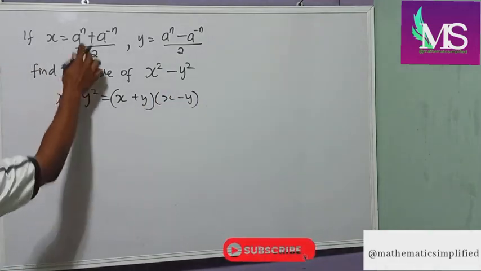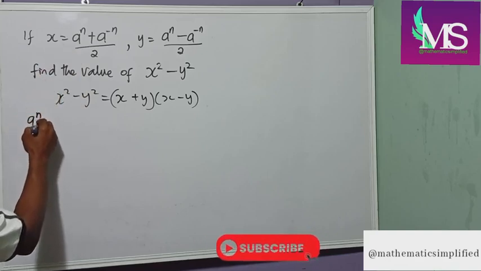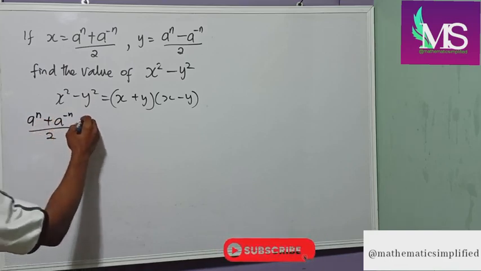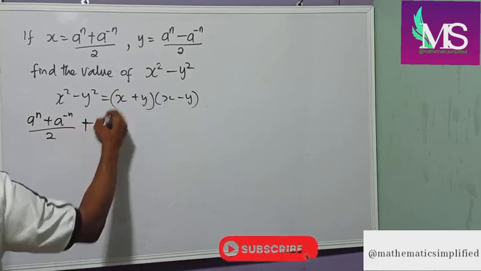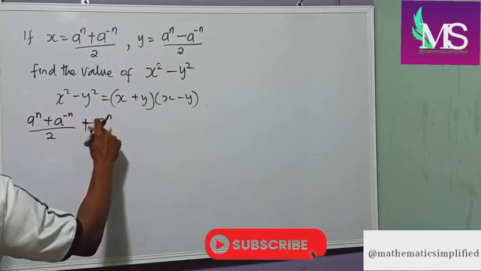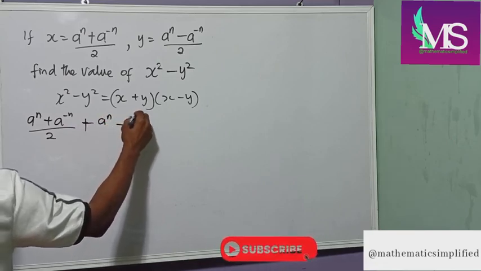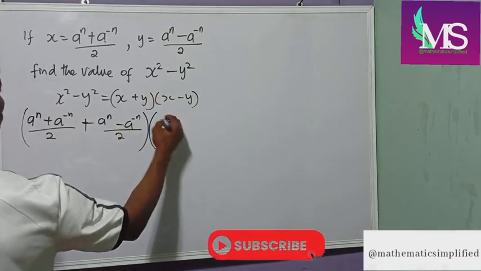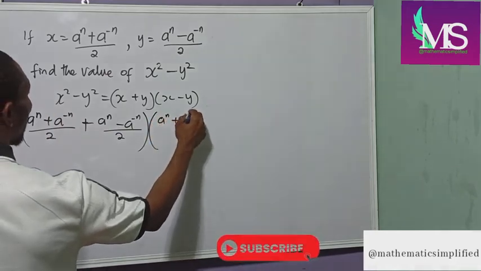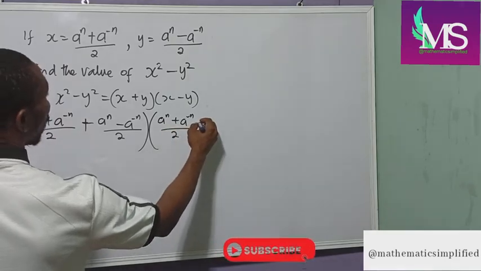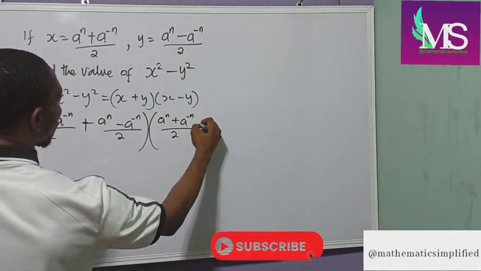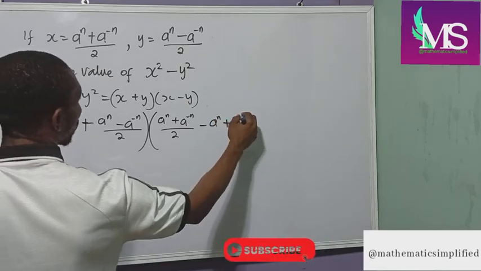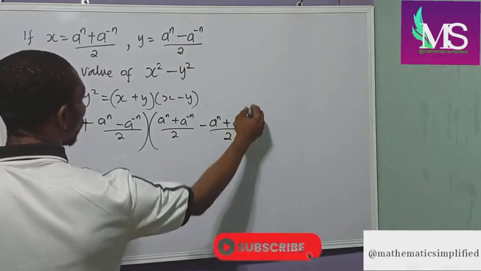So x plus y will give us x is a raised to n plus a raised to minus n all over 2, plus y, a raised to the power n minus a raised to the power minus n all over 2. And for subtraction, a raised to the power n plus a raised to the power minus n over 2. Now, minus times this will give us minus a raised to the power n. Minus times minus will turn to plus a raised to the power minus n all over 2.